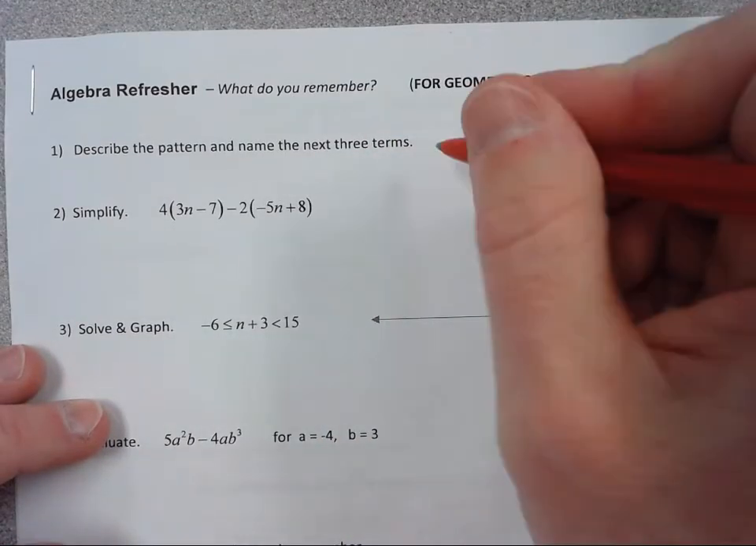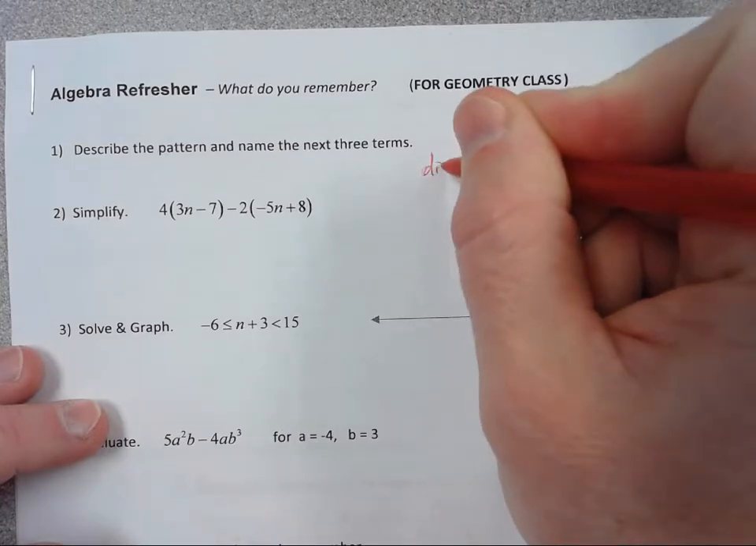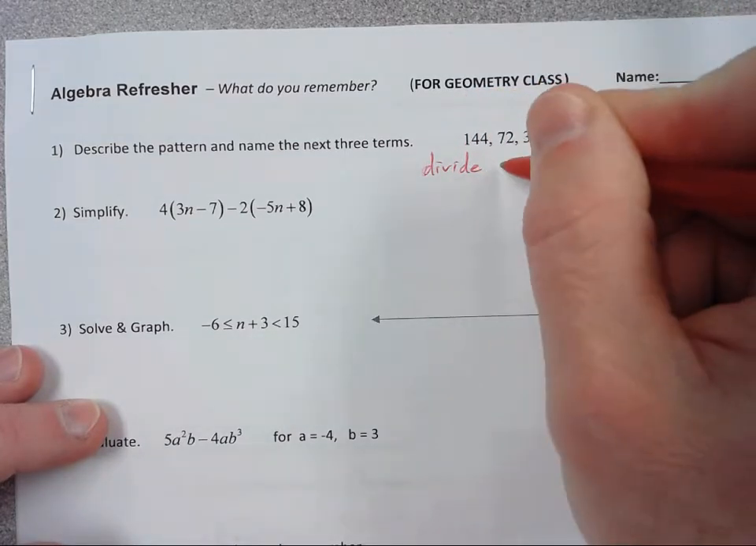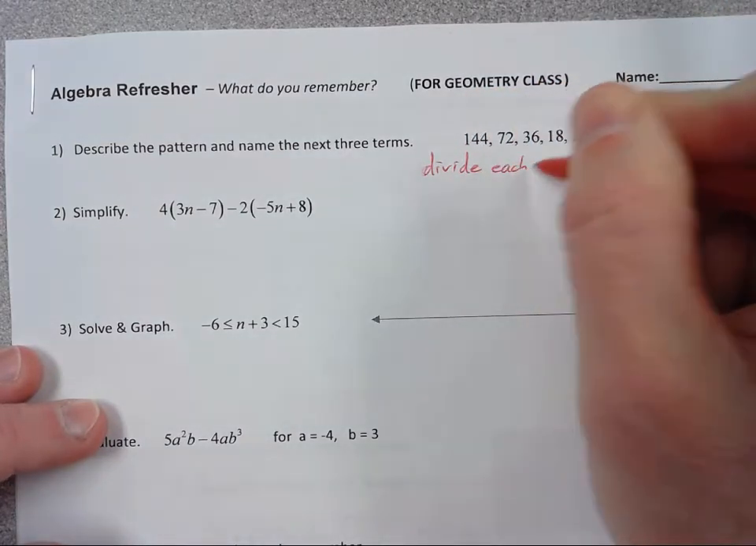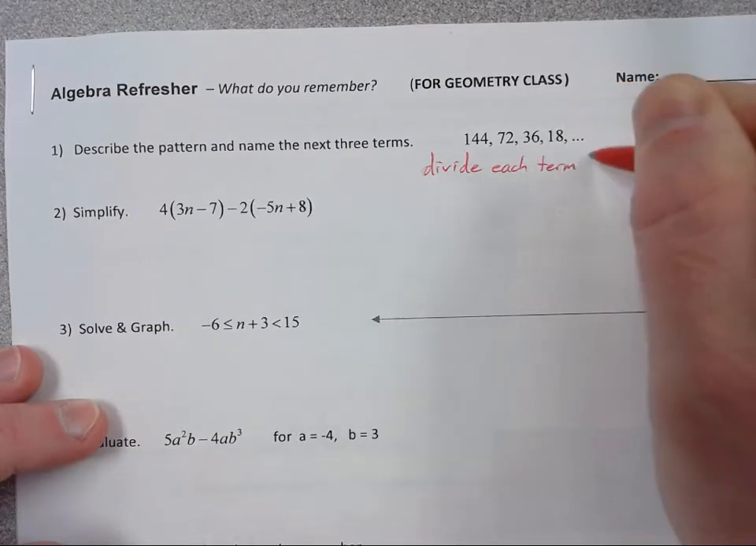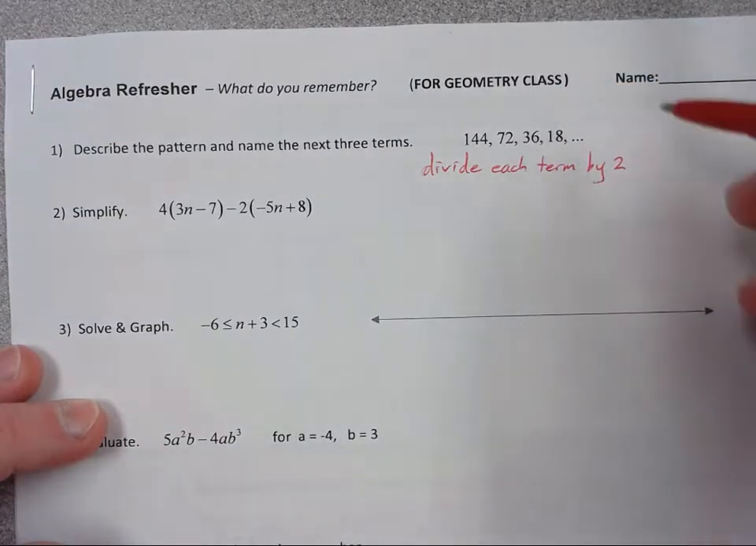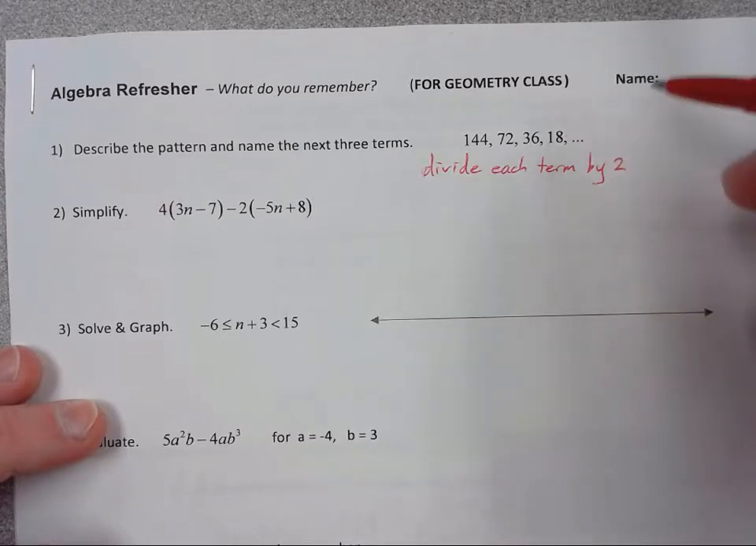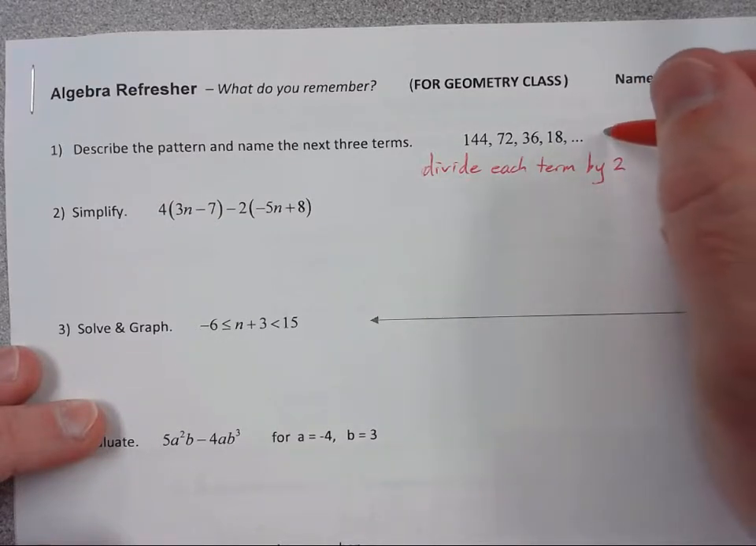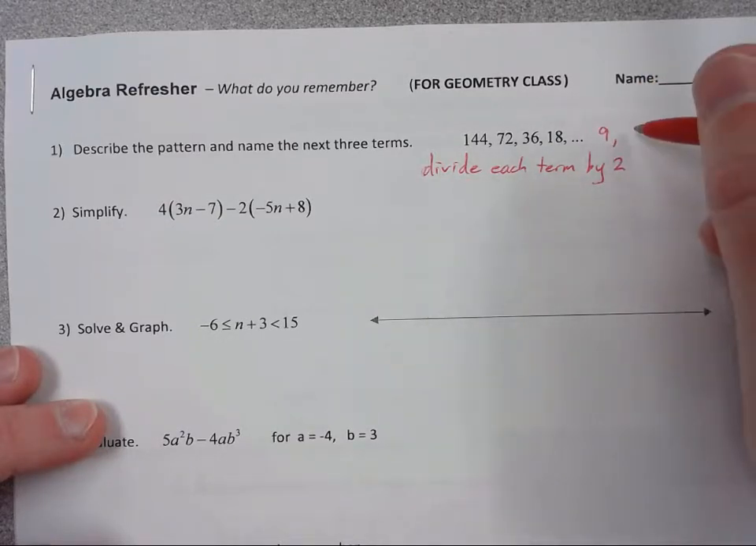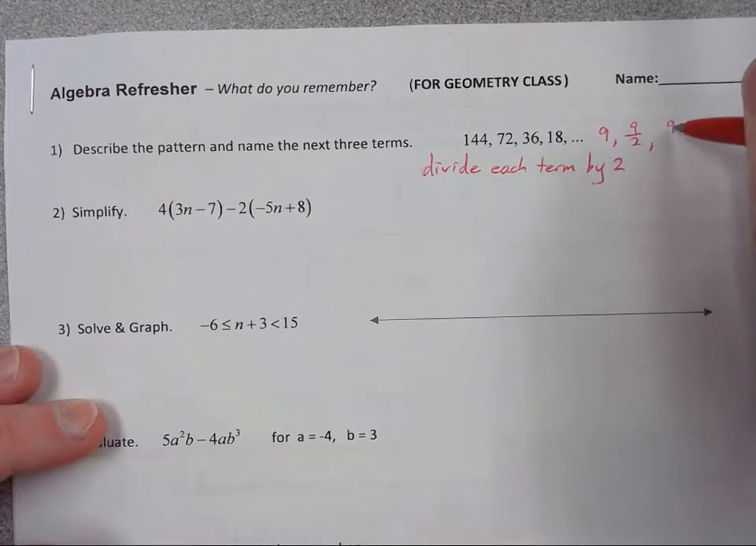so that is describing the pattern, divide each term by 2. And so if I continue that pattern, the next 3 terms, 18 divided by 2 is 9, 9 divided by 2 is 9 halves, or 4.5, and then 9 halves divided by 2 is 9 fourths, or 2.25. Fractions or decimals would be fine in this case.